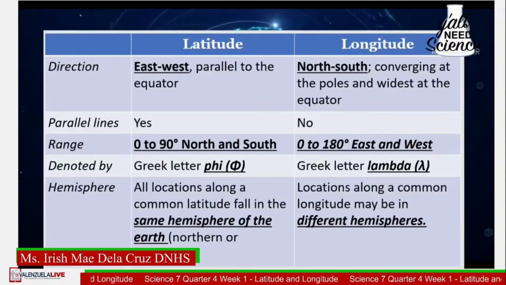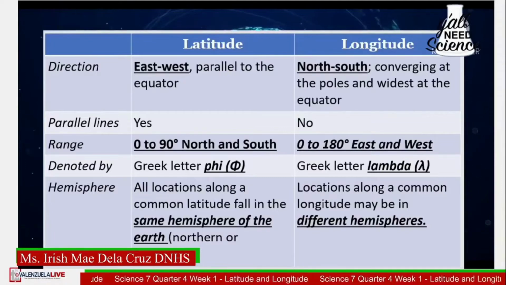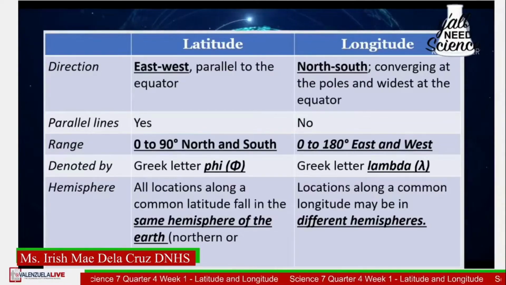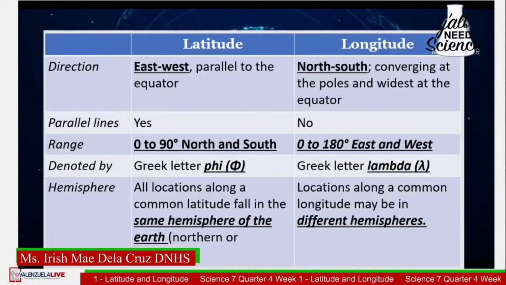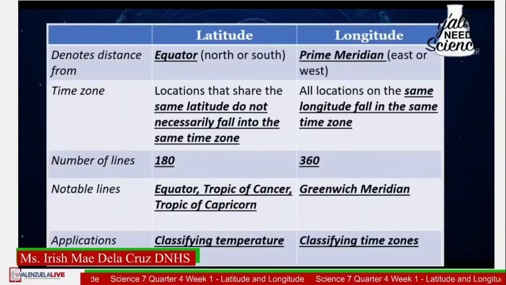And in terms of hemisphere, for latitude, all locations along a common latitude fall in the same hemisphere of the Earth, the northern or the southern hemisphere. While the longitude, the locations along a common longitude may be in different hemispheres. In terms of time zone, for the latitude, the locations that share the same latitude do not necessarily fall into the same time zone, while for longitude, all locations on the same longitude fall in the same time zone.